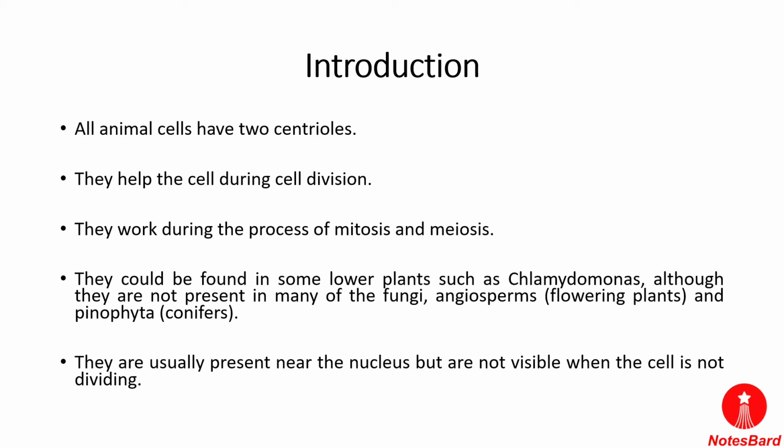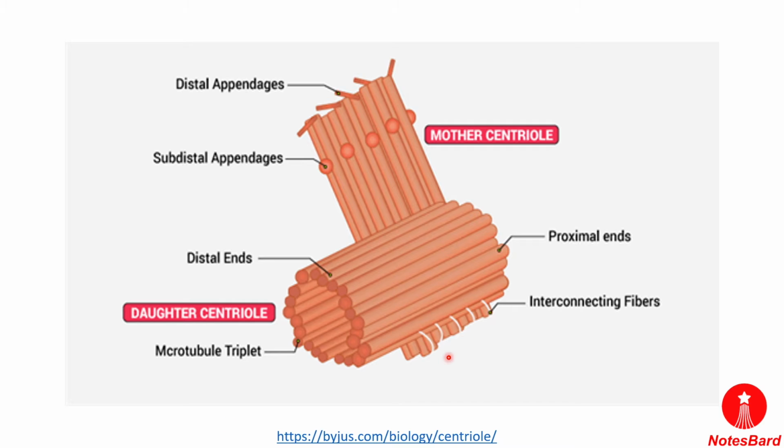Centrioles help to organize the assembly of the microtubules during cell division. To put it simply, chromosomes use the centriole microtubules as a highway during the cell division process. So this is about the centrioles. Now coming to the structure of the centrioles.